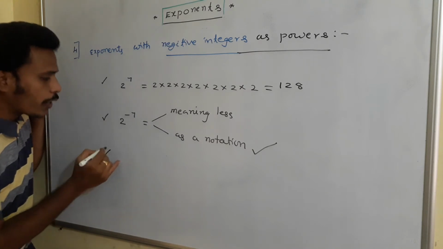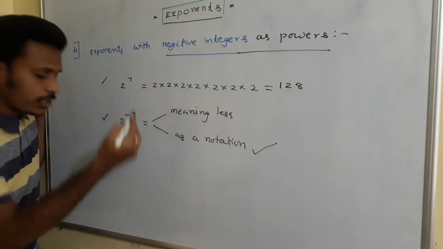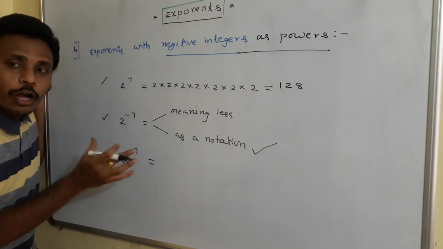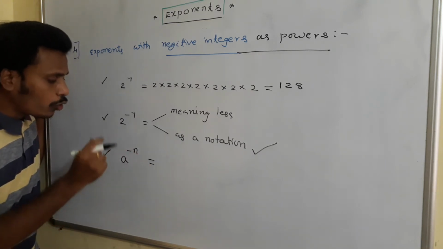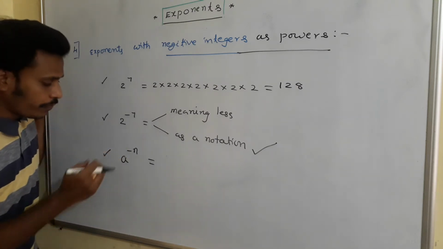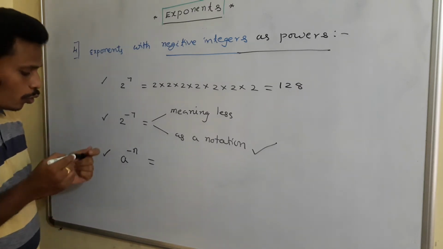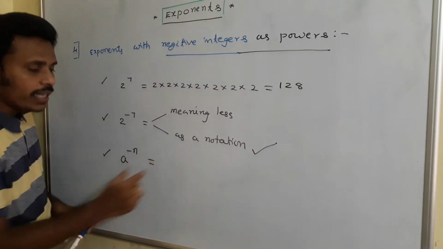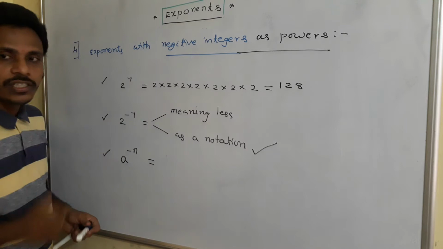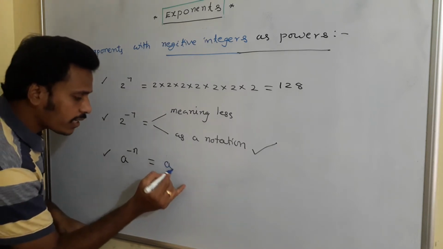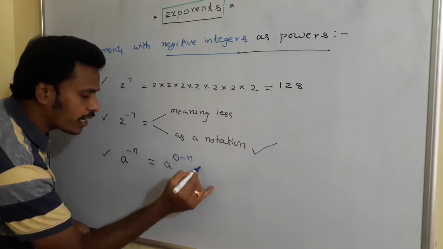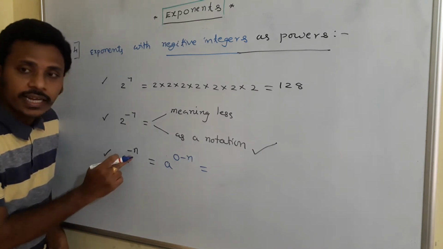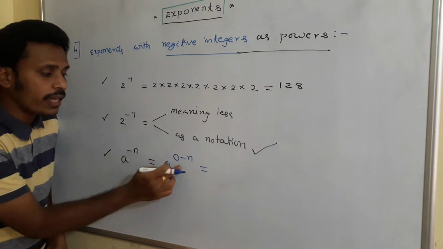For that, we are using the same logic, different laws. Okay, a power minus n. First of all, I am just formulating. I am going to give you a generalized structure. A power minus n. How to write this a power minus n? You just have a look. How can we notate this a power minus n? A power minus n can be written as a power 0 minus n. Is there anything wrong? Base is a itself. I am just rewriting this minus n as 0 minus n.